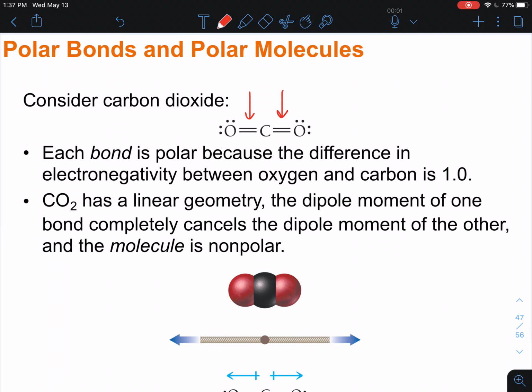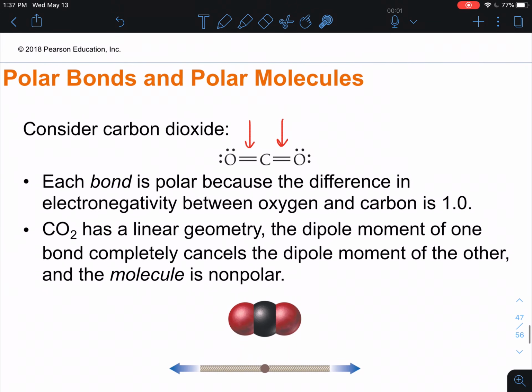So if I were to ask you, is carbon dioxide a polar molecule? A lot of you might sit back and say, well, yeah, because it's made up of polar bonds. If the bonds are polar, then the molecule has to be polar.